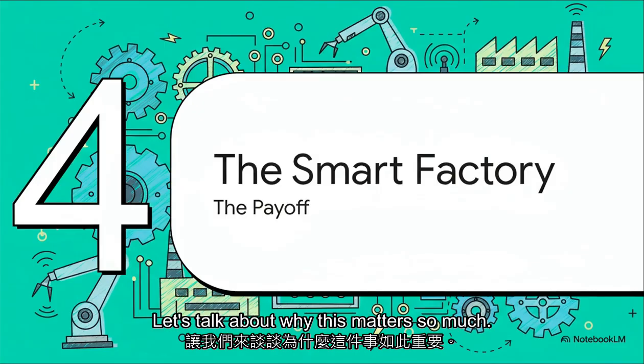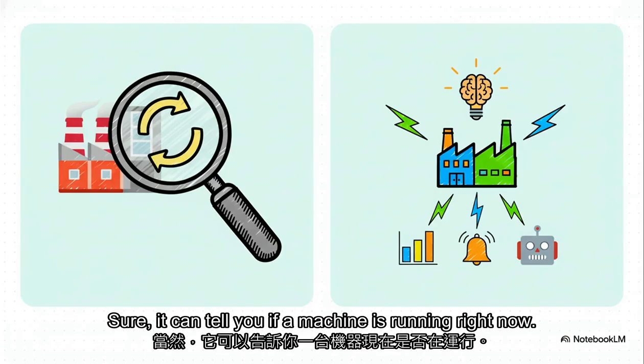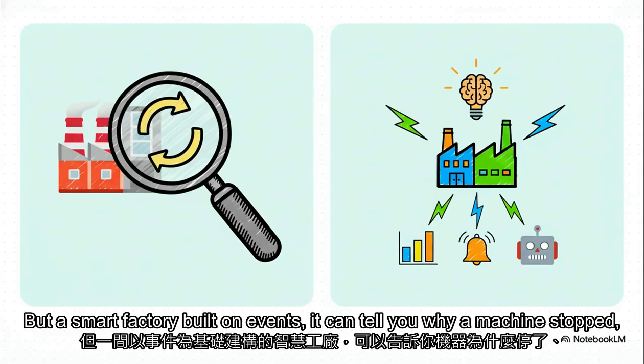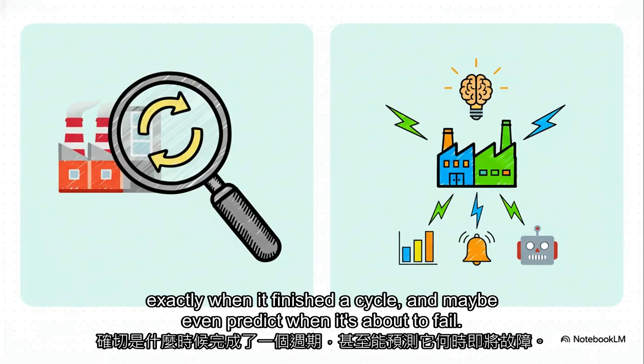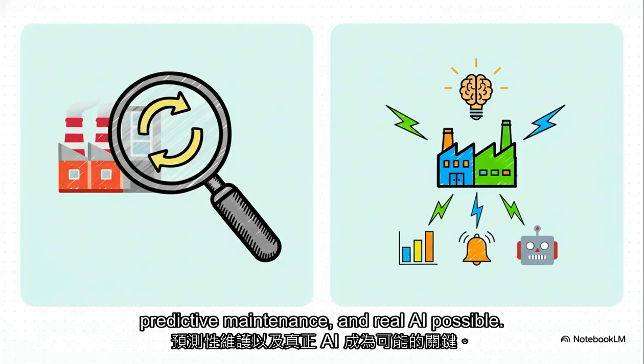Let's talk about why this matters so much. A traditional factory that uses polling? Sure, it can tell you if a machine is running right now. But a smart factory built on events can tell you why a machine stopped, exactly when it finished a cycle, and maybe even predict when it's about to fail. This event-driven way of thinking is what makes things like advanced automation, predictive maintenance, and real AI possible.